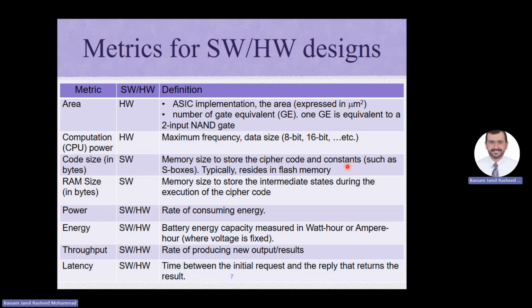RAM size is also another thing that people quote for software algorithms, or algorithms targeting software implementation. And typically, memory sizes are used to store data and intermediate states. Power and energy, and throughput and latency, are all important for software and hardware implementations. So these are the key metrics that we typically look at in designs, and we make sure that these key metrics are appropriate when we pick the solution and the algorithm.